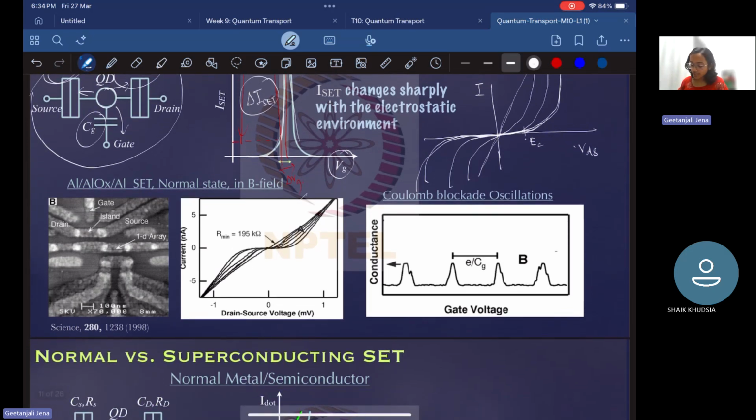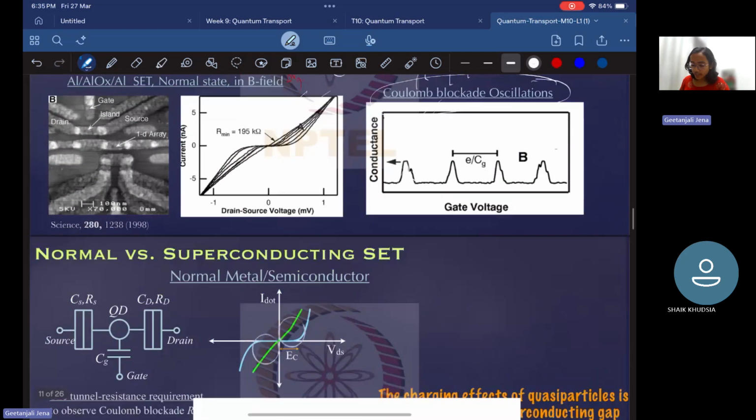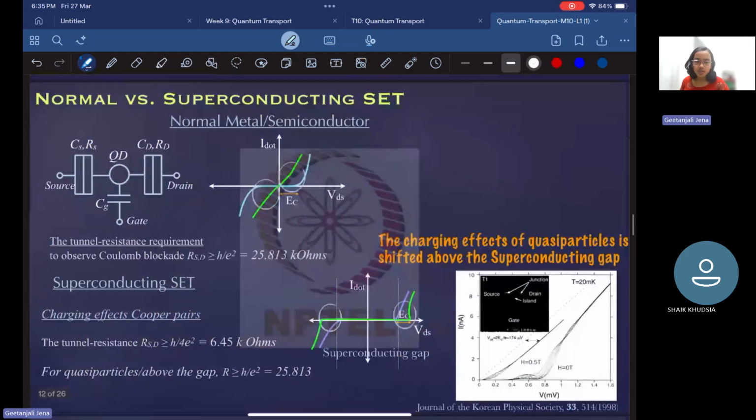For this SET, we also see the Coulomb blockade oscillation, where we see a peak in the current, and the periodicity is on the order of e by Cg. These are some of the concepts that we have seen earlier. Now let us see the difference between a normal SET and a superconducting SET.